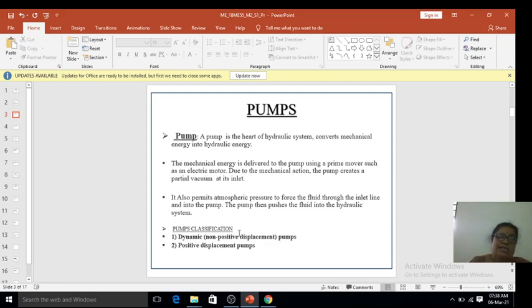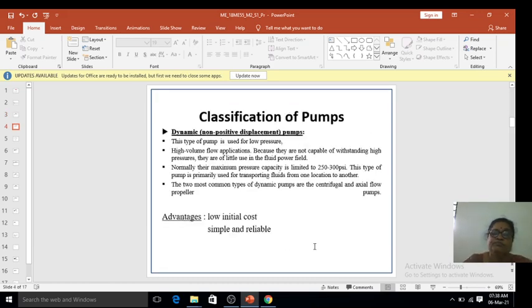When it comes to the classification, pumps are classified mainly into two types. One is positive displacement pumps and the other one is non-positive displacement pumps. The non-positive displacement pumps are also called dynamic pumps.